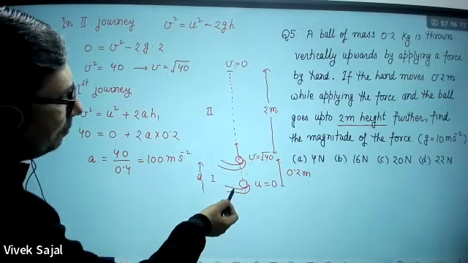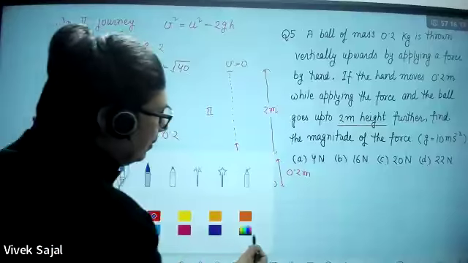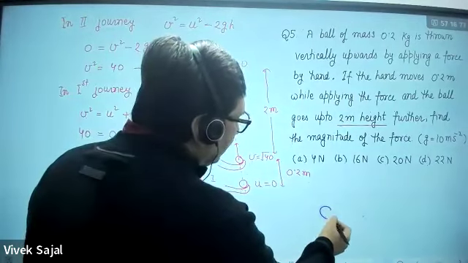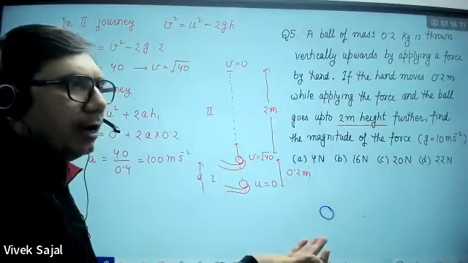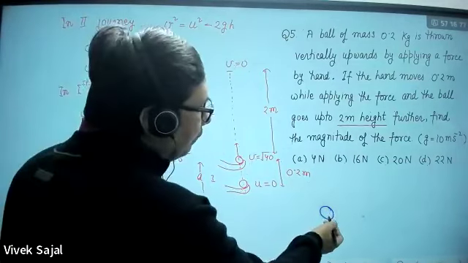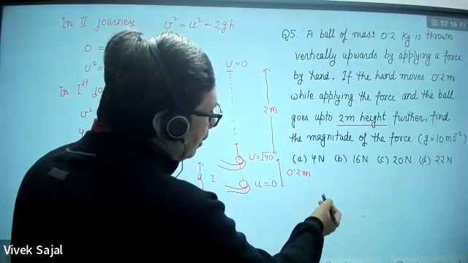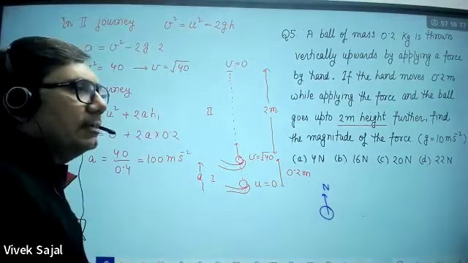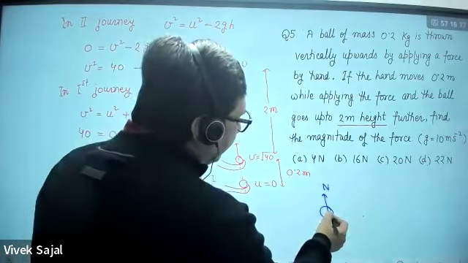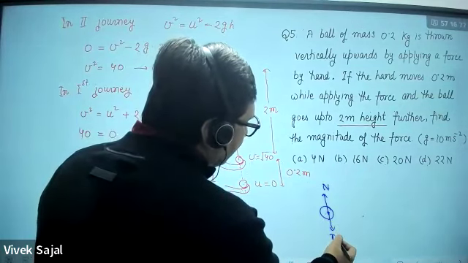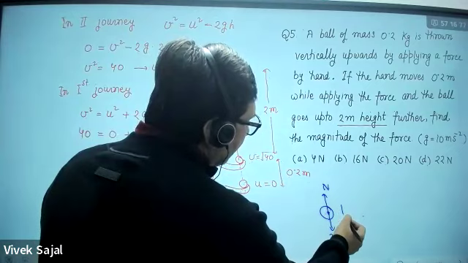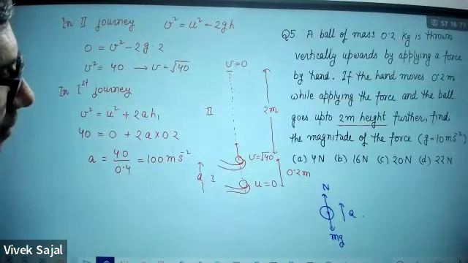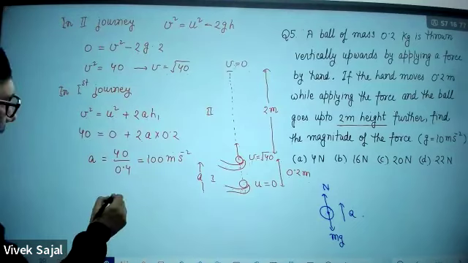Now try to understand what is happening in the journey first. Try to understand when the ball is in the hand and in contact with the hand. How is this hand applying a force on the ball in the form of contact force? That force is acting in the upward direction. The weight of the ball, mg, is acting in the downward direction, and the net acceleration is a, whatever we have calculated. This will be N.